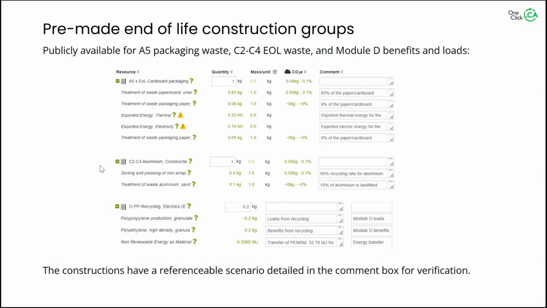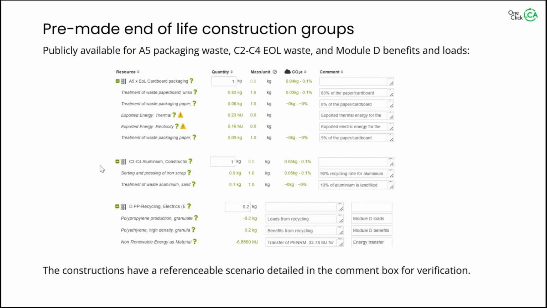And there's an equivalent Module D group for all of these, for both the packaging materials and the product materials. So in Module D, here the example is for polypropylene recycling. And here we can see we got the load for the recycling, the benefit of recycling that material, and then also the transfer of energy, which is required to do for recovered materials in Module D. So it's already set up for you. You don't have to think about which data sets do I need. You don't have to think about what kind of scenario it is. If you're happy with the predefined scenario and it applies for your region, then you're welcome to use it, and this will speed up your modeling a lot.